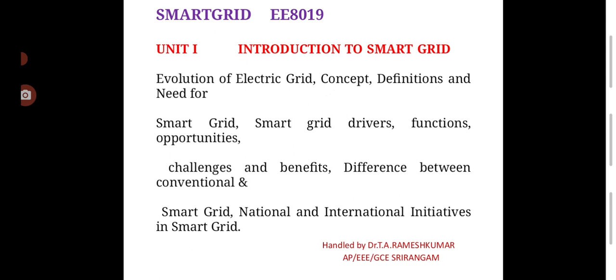The first unit contains the evolution of the electric grid, then the concept, definition and need for smart grid, then smart grid drivers, functions, opportunities, challenges and benefits of smart grids, then the difference between the conventional and smart grid, and finally the national and international initiatives in smart grid. So these are all the things we are going to discuss in our first unit, right? So now you can move on to the electrical grid.